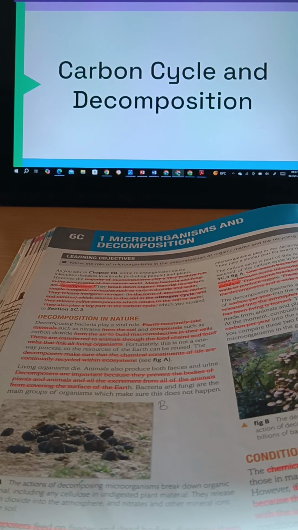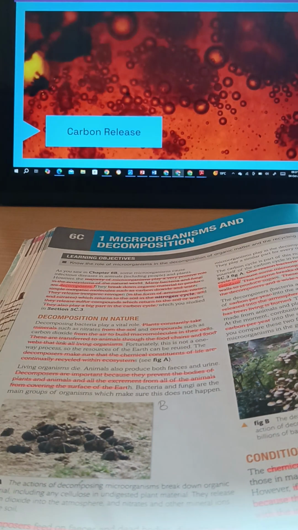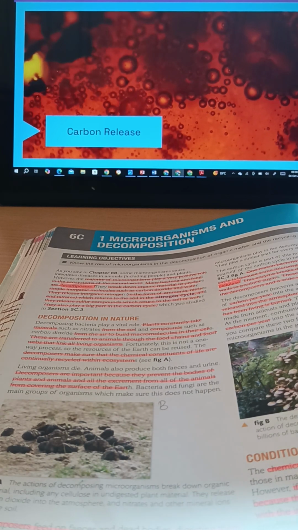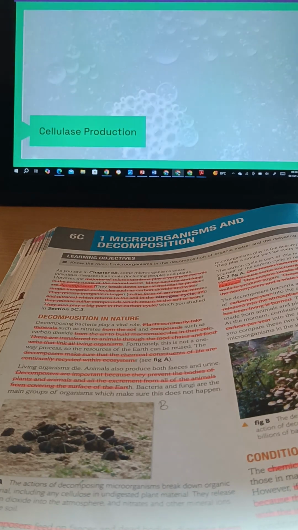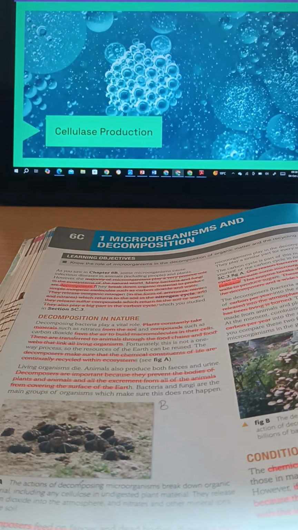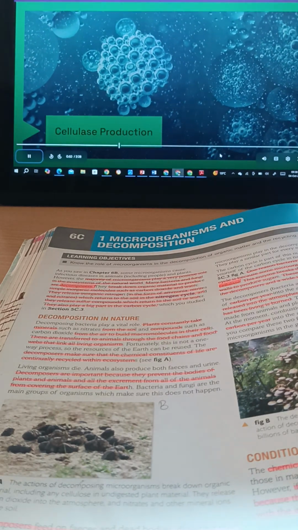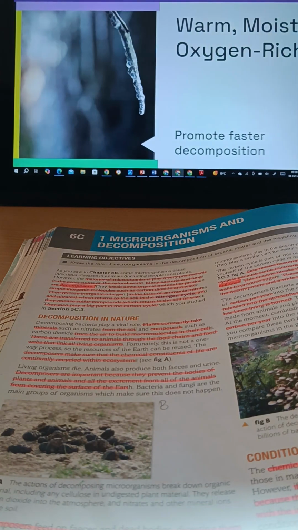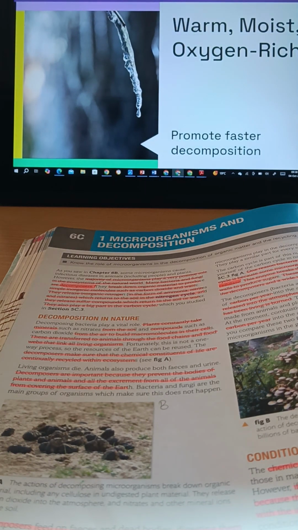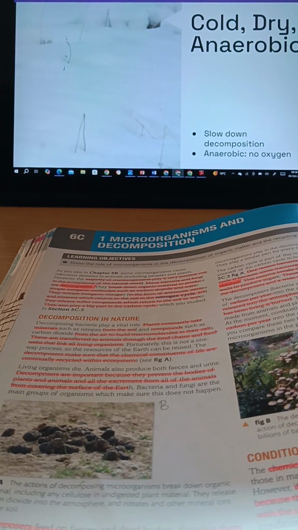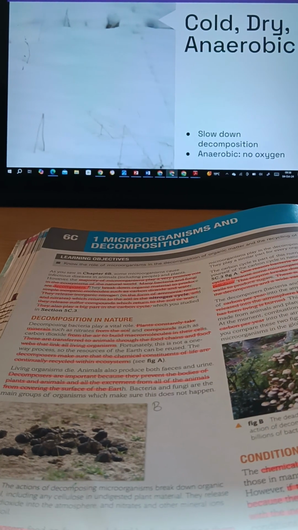Microorganisms contribute to the carbon cycle by releasing carbon dioxide during respiration. Some produce cellulase to break down cellulose, releasing sugars for other organisms. Warm, moist, and oxygen-rich environments promote faster decomposition. Cold, dry, and anaerobic conditions slow down decomposition.